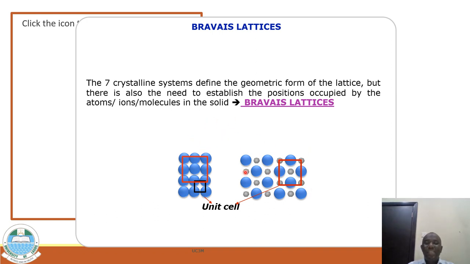So there is need to establish the position occupied by atoms or molecules in the solid. And this is what we call Bravais lattice. So Bravais lattice is a subset of crystal lattice or crystal system. From the seven crystal systems, we get another subsystem that we call the Bravais lattice.